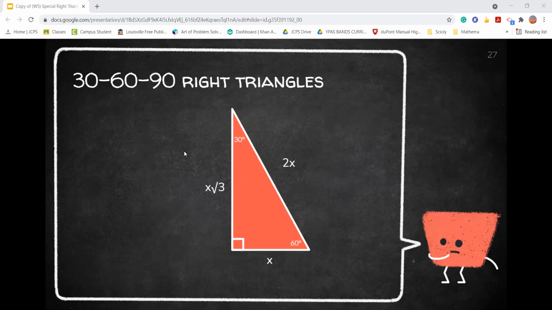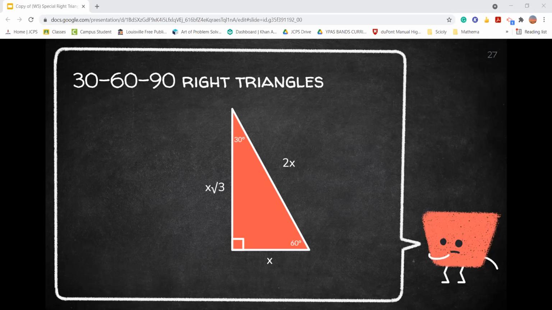The other type of special right triangles are 30, 60, 90 triangles. And as you can see here, the relationship between the legs is that the leg opposite the 30-degree angle, in other words, the shortest leg, let's just call that leg x. Then the hypotenuse would have a length that is twice the length of the shortest leg, so the hypotenuse would have length 2x. And finally, the other leg that's opposite the 60-degree angle would have length x times square root of 3.